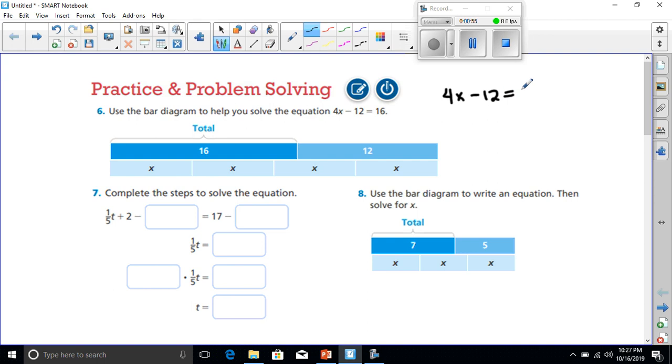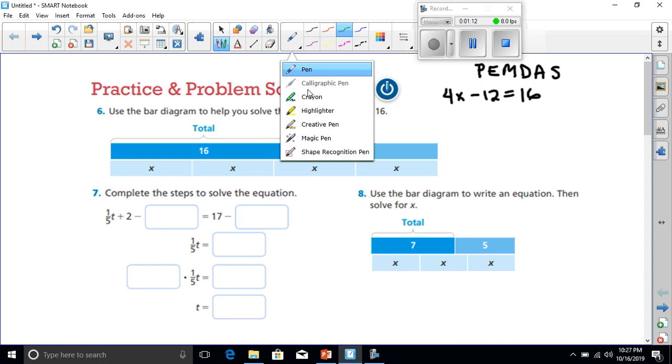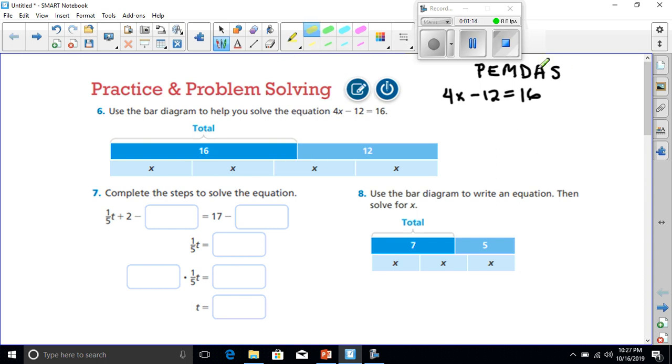equals 16, remember I have to do PEMDAS backwards. And if I do PEMDAS backwards, that means I have to do the addition and subtraction first, okay? Then I will do the multiplication and division last, all right? So let's try that. First, we'll do addition and subtraction.